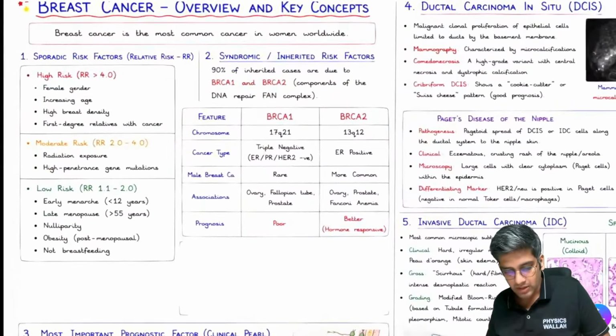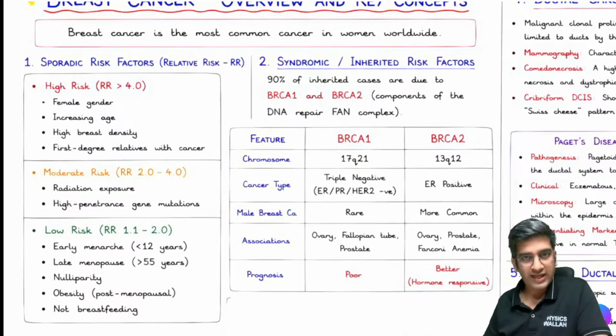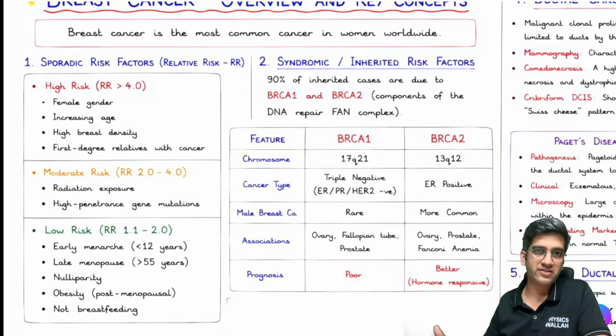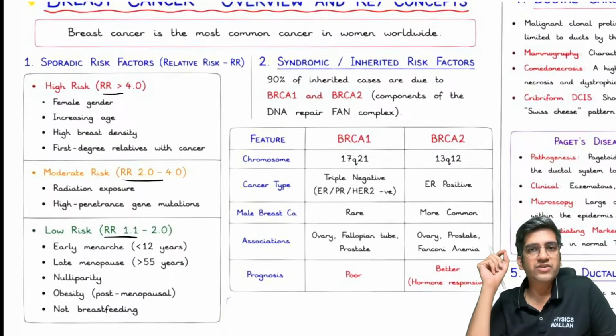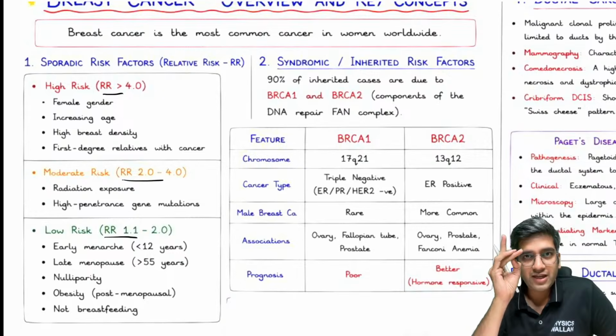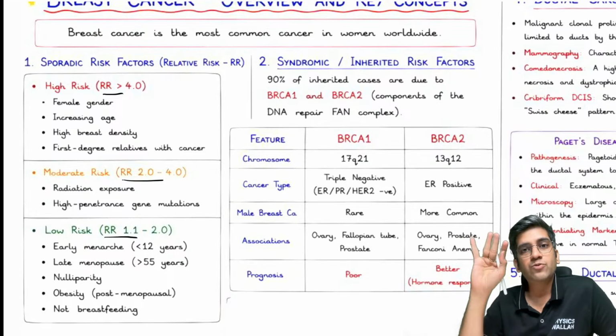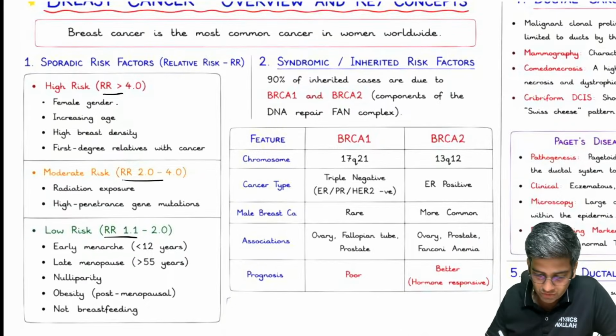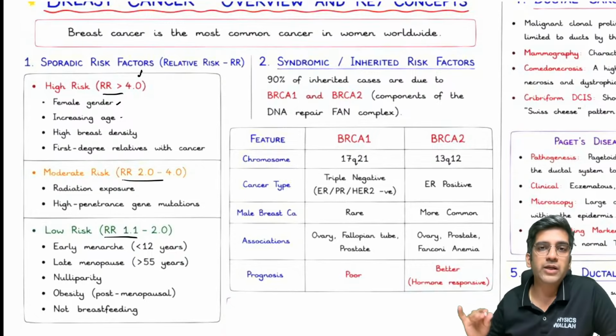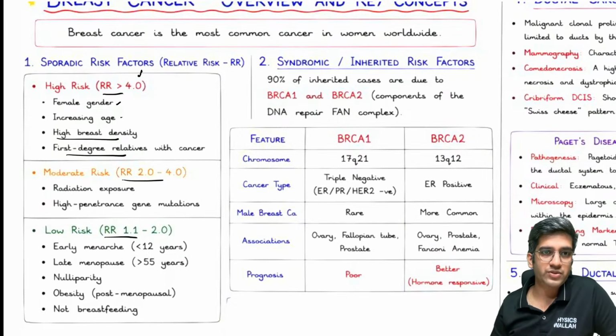Now let's look at one by one. Breast cancer is by default the most common cancer in the world, obviously the most common cancer in women as well. Sporadic risk factors: Robbins and WHO divide them based on the relative risk. RR stands for relative risk, which means an old female, that's all, increased age, female gender, has 4 times more risk than a male of the same age group. So this increases the risk 4 times compared to a normal population. And a high breast density, which means more estrogen, and first degree relatives. That's where your syndromes come in.